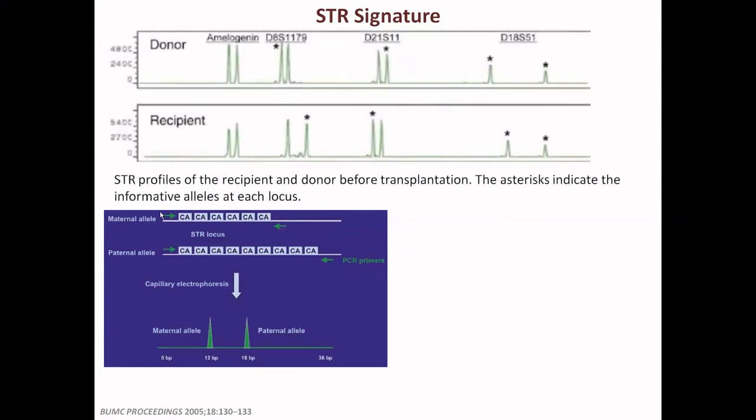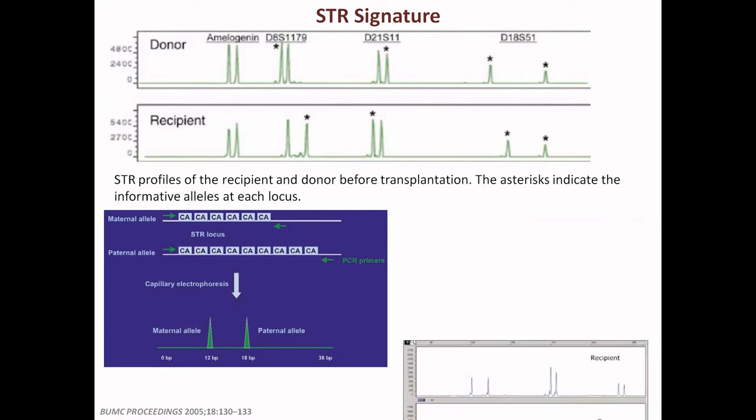STR. And this is the STR profile of the recipient and the donor before transplantation. The asterisk indicates the informative allele at each locus. This is the sex-identifying STR found on the X and Y chromosomes, Amelogenin. And these are the STRs D8S1179, D21S11, D18S51.